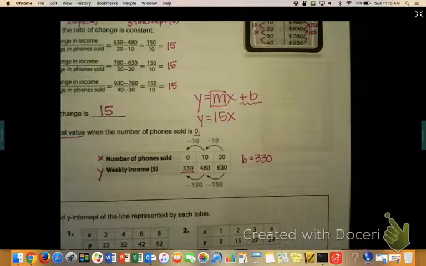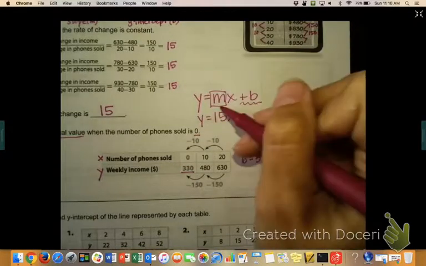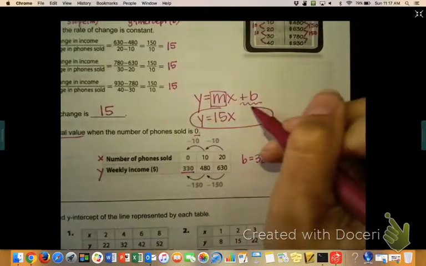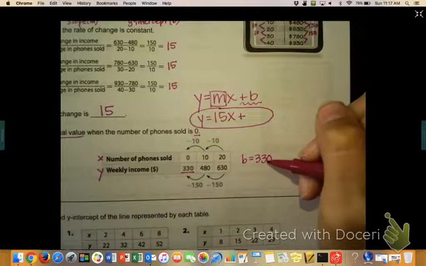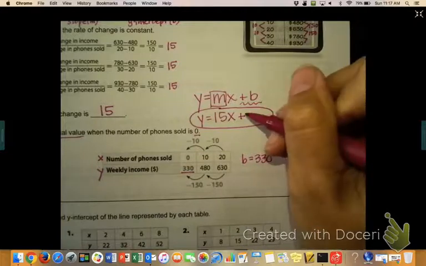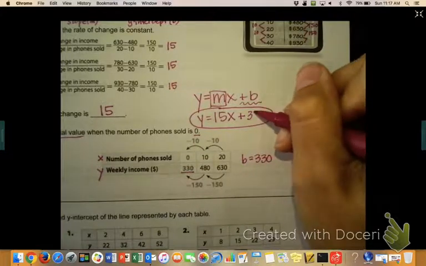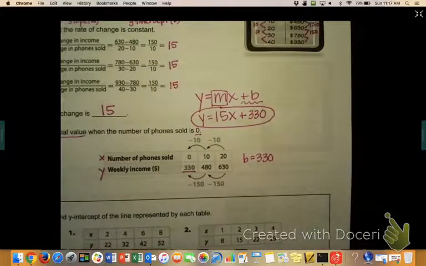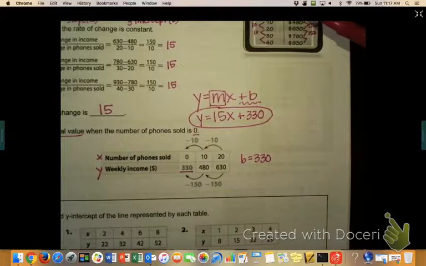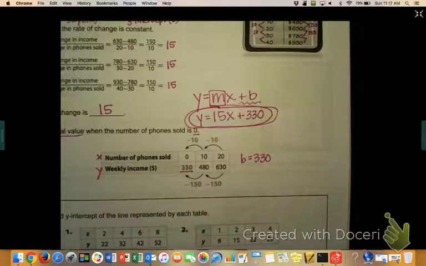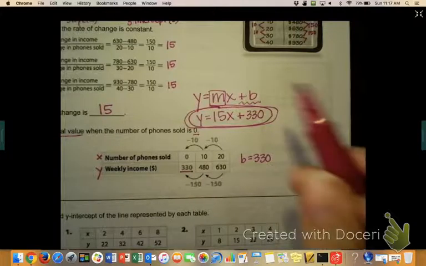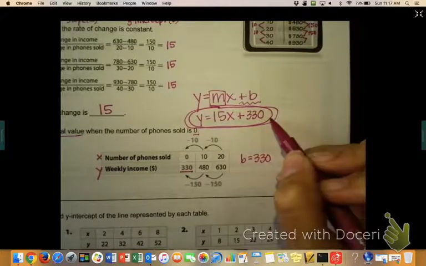So if we put it all together in our equation up here, we would have y equals 15x plus, because it's not a negative 330. If it was a negative 330, it would be minus. But since it's plus, since it's positive, we'll put plus 330. So in this phone situation, our equation is y equals 15x plus 330. And I need you guys to know that 15 is the slope, 330 is the y-intercept.